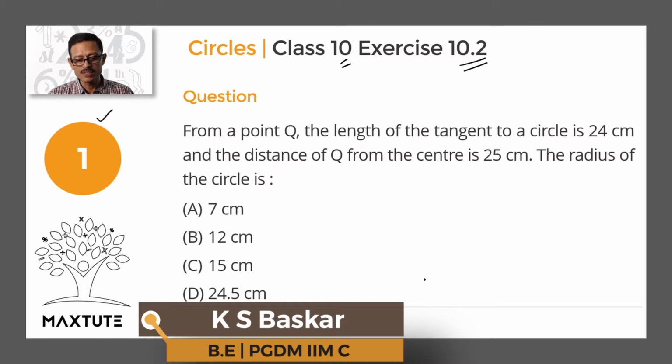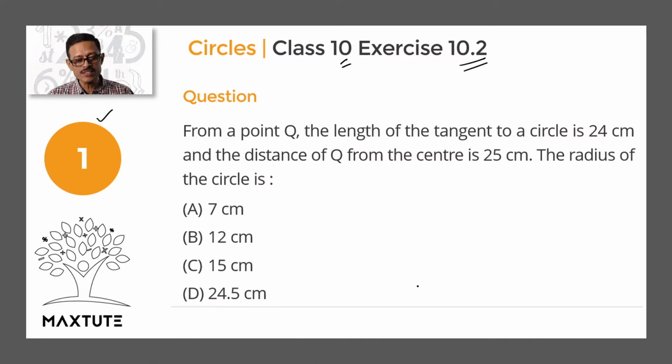From a point Q, the length of the tangent to a circle measures 24 centimeters. And the distance of Q from the center of the circle is 25 centimeters. What we need to compute is the radius of the circle. We'll be given 4 answer choices.